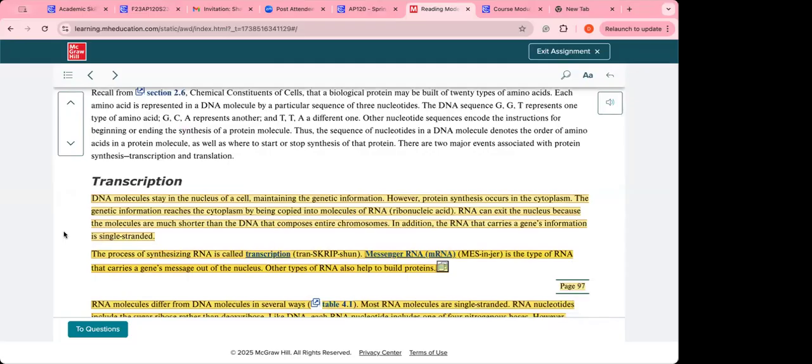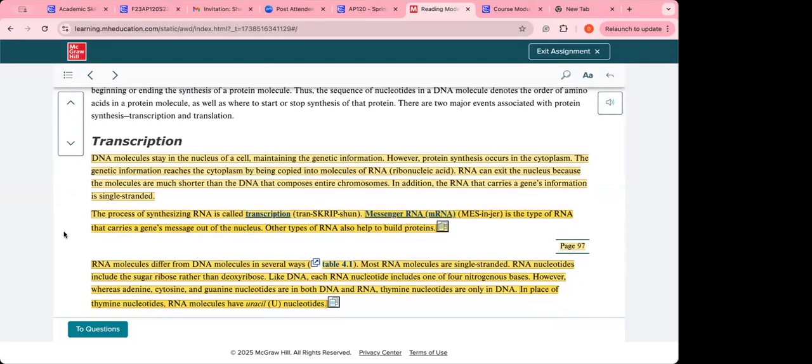DNA molecules stay in the nucleus of a cell, maintaining the genetic information. However, protein synthesis occurs in the cytoplasm. The genetic information reaches the cytoplasm by being copied into molecules of RNA. RNA connects at the nucleus because the molecules are much shorter than the DNA that composes entire chromosomes. The process of synthesizing RNA is called transcription.